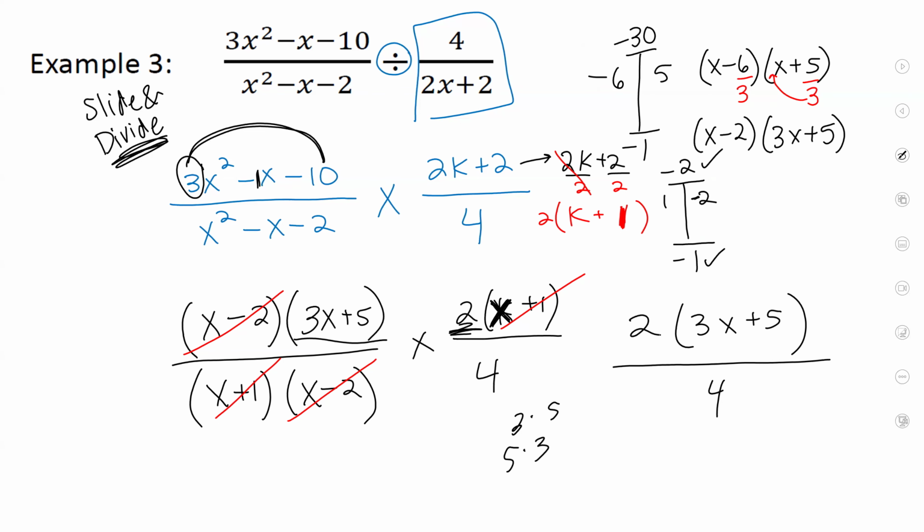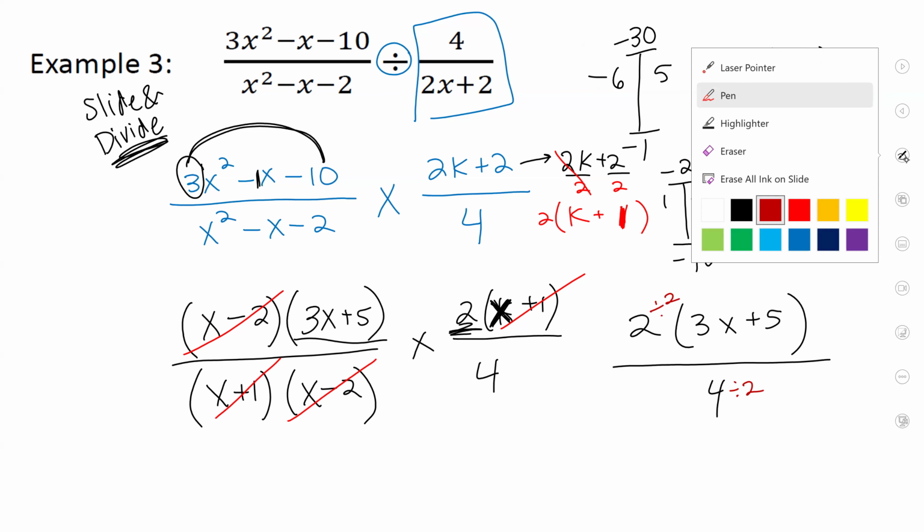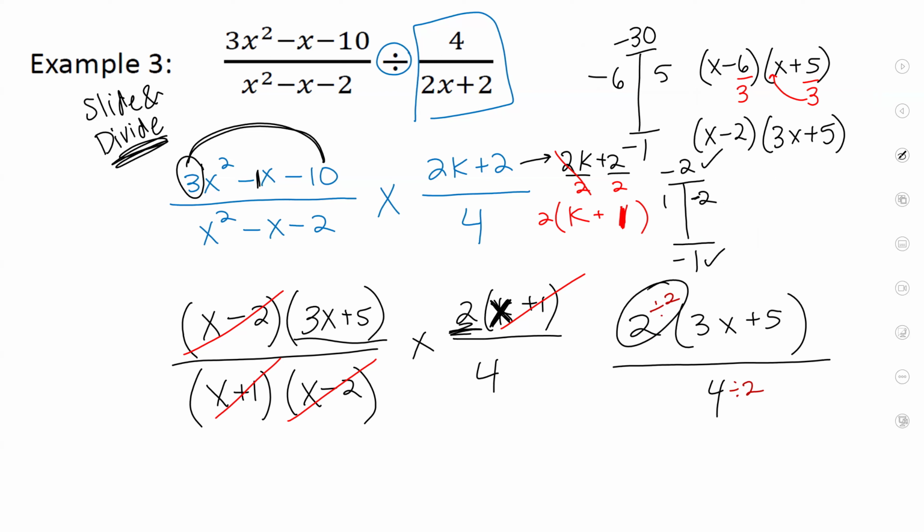Okay. Now let's simplify a little bit further. We can divide the 2 and the 4 by 2's. I'm going to divide this by 2. So my final answer, what's 2 divided by 2? 1, you don't really have to write that one. And 4 divided by 2 is 2.